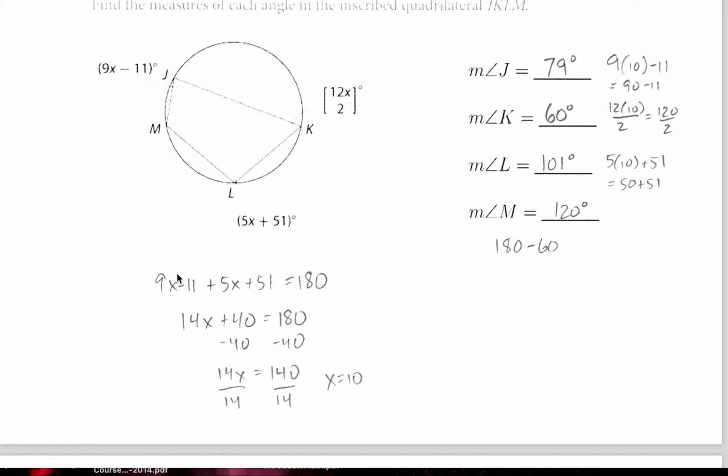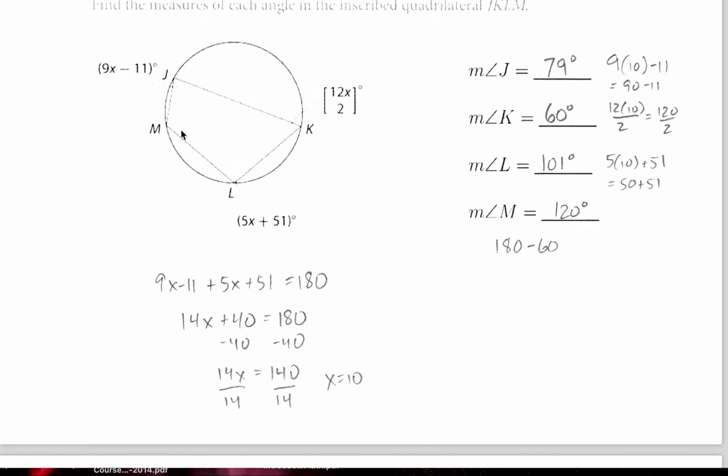So combine your two opposite angle measures, set it equal to 180, and then solve algebraically for x. In this case, we get x equals 10. Then we can plug that x value back in, and solve for angle L. We could plug it in over here and solve for angle K, and we could also plug the x value in up here and solve for angle J. So doing that gives us these three measurements.